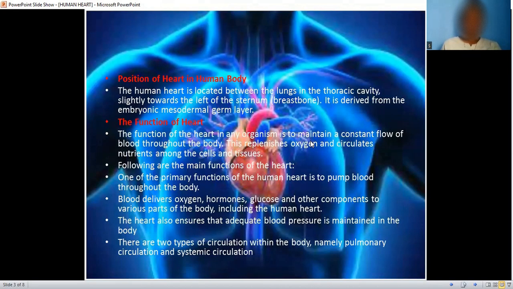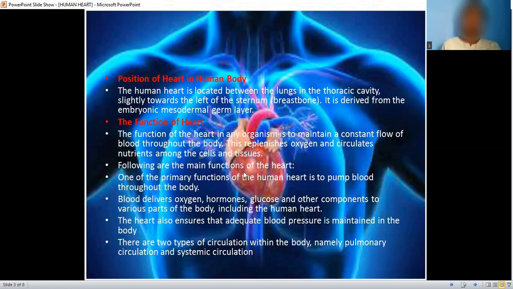Position of the heart in the human body. The human heart is located between the lungs in the thoracic cavity, slightly towards the left of the sternum, the breastbone. It is derived from the embryonic mesodermal germ layer. The function of heart. The function of the heart in any organism is to maintain a constant flow of blood throughout the body. This replenishes oxygen and circulates nutrients among the cells and tissues.